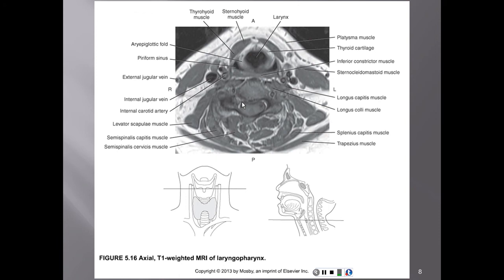Axial T1 weighted MRI of the laryngopharynx. This image can be found on page 260. No, not 260. 259. This image can be found on page 259.